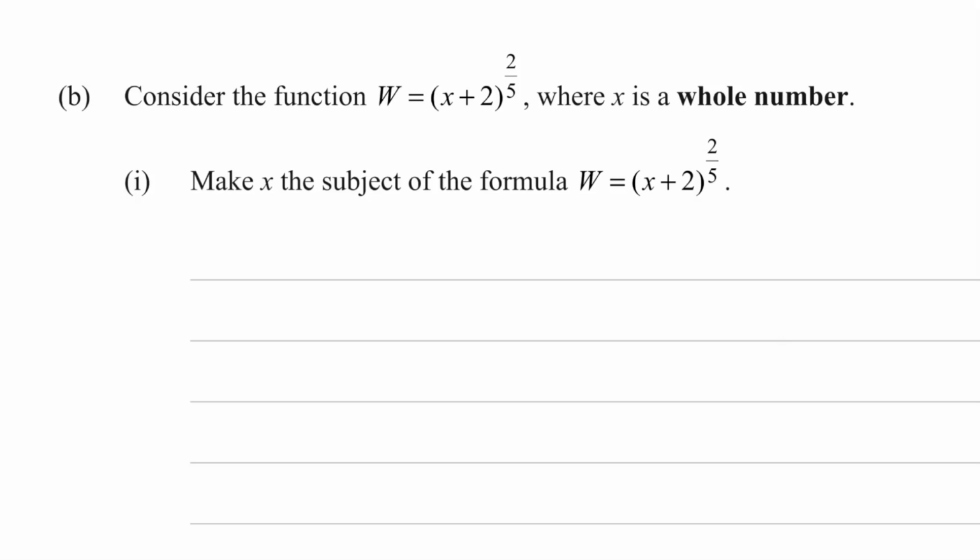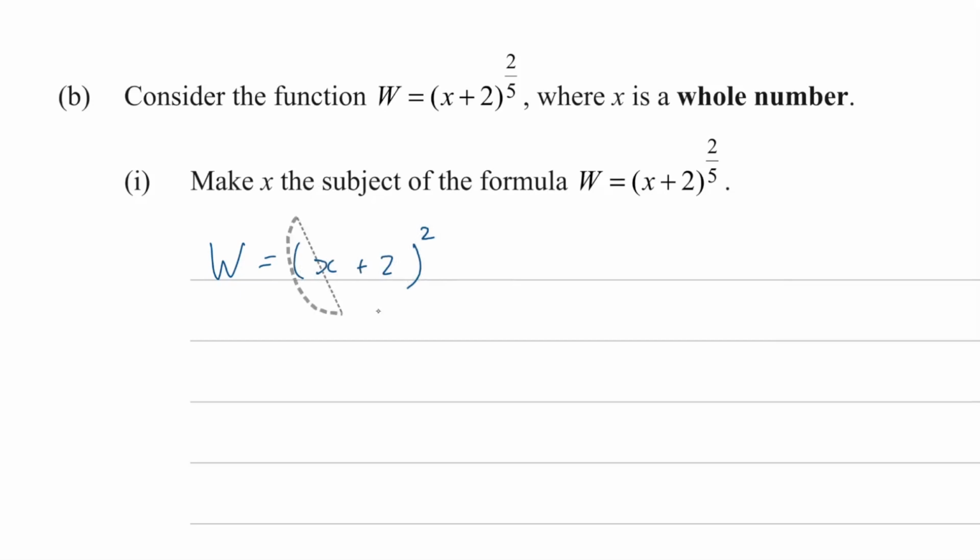All right. So 2/5 as a power, we call that a fractional power. So the 2, notice that's in the numerator. So it's this x plus 2 squared, right? The 2 in the numerator means it's squared. But the 5 in the denominator means it is the 5th root as well.